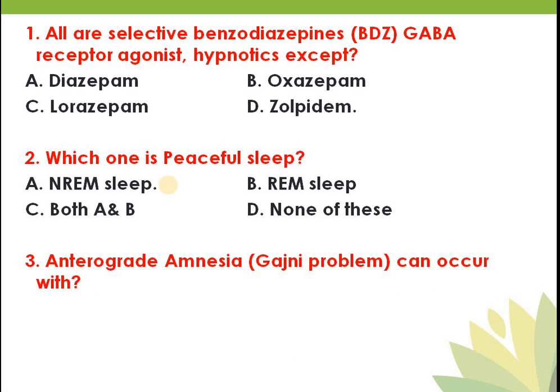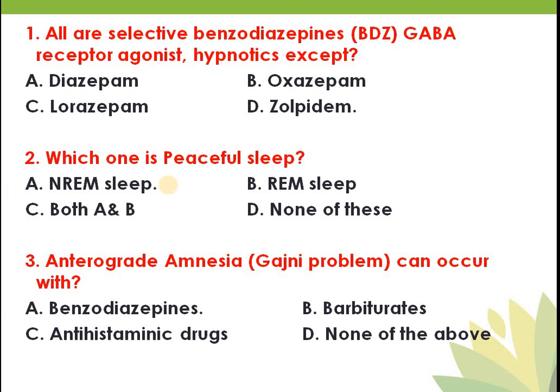What is the next question? Anterograde amnesia, the Ghajini problem, can occur with the use of: benzodiazepines, barbiturates, antihistaminic drugs, or none of the above. In this case your correct answer is benzodiazepines. Anterograde amnesia is an adverse effect of benzodiazepines. It happens with benzodiazepines.